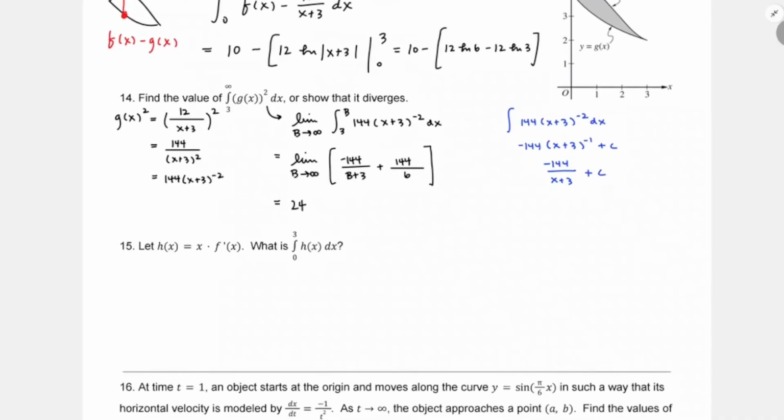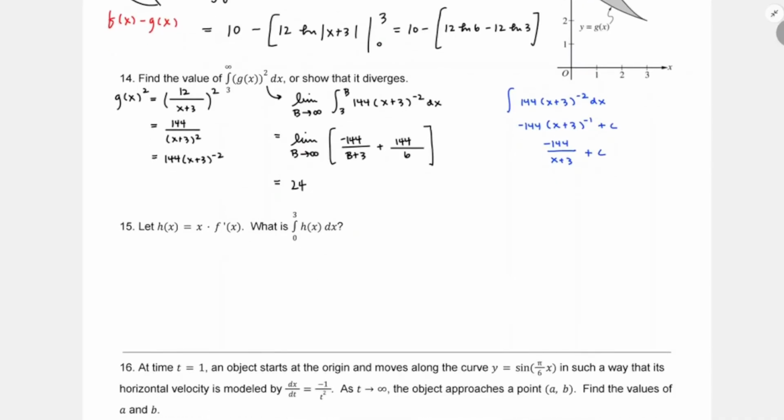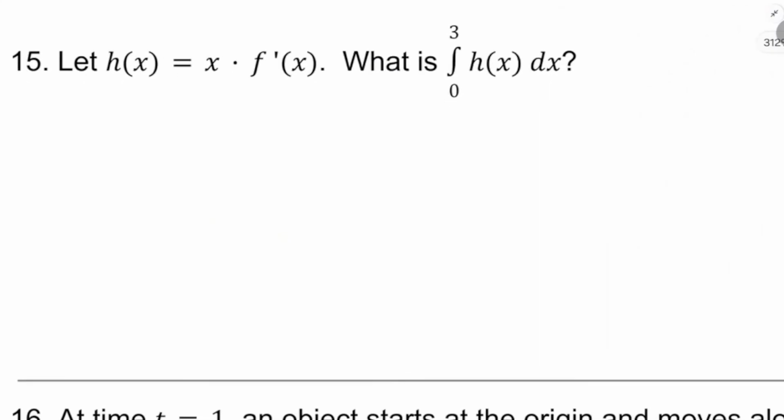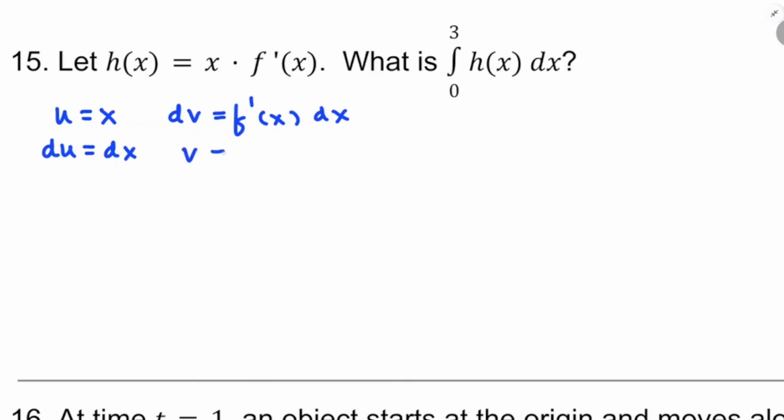Then let h of x equal x f prime of x. What is the integral from 0 to 3 of h? Hopefully you didn't think I was going to let you get out of here without doing any integration by parts. We're going to need to do at least one of those, and this would fit in perfectly. So in this case, u equals x, dv equals f prime of x dx. We've done these before. So I'm going to take the derivative of u, the antiderivative of dv.